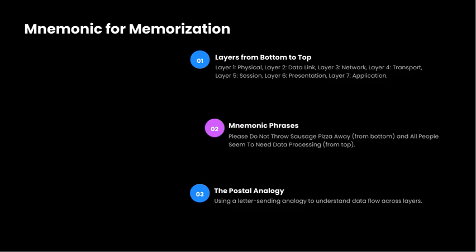This mnemonic is really useful because it simplifies something that seems complex at first glance. It's about understanding the flow, how data is encapsulated, transferred, and then decapsulated as it moves through the layers, just like a letter passing through various postal stages. So next time you need to recall the order of the OSI layers, remember the phrase and the postal analogy. It's a clear, visual way to keep everything straight.